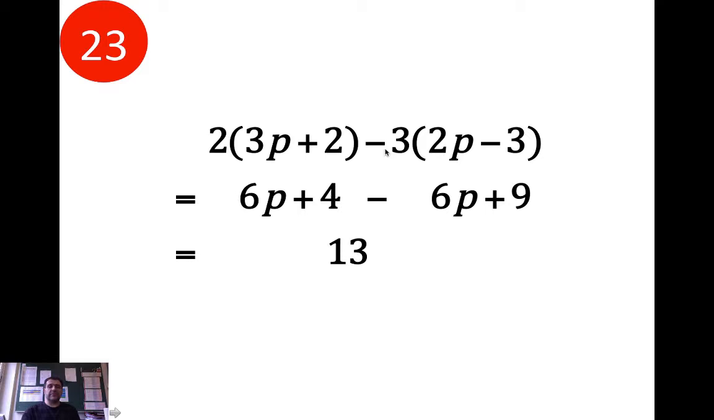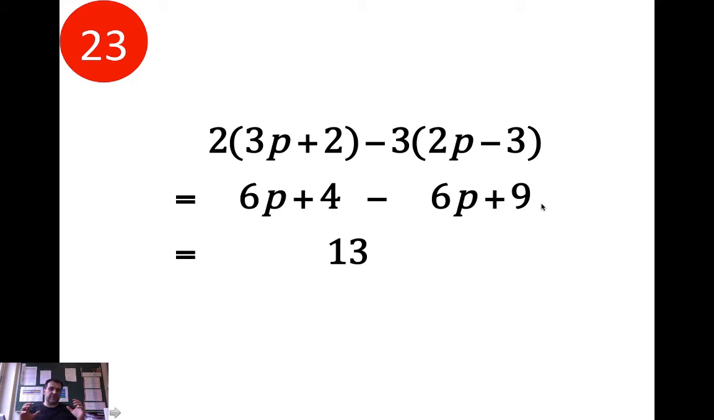Now we're going to do minus 3 times everything in the second bracket. So minus 3 times 2p gives you minus 6p, and then minus 3 times minus 3 gives you plus 9, because minus times minus makes plus. So we've got 6p plus 4 minus 6p plus 9.